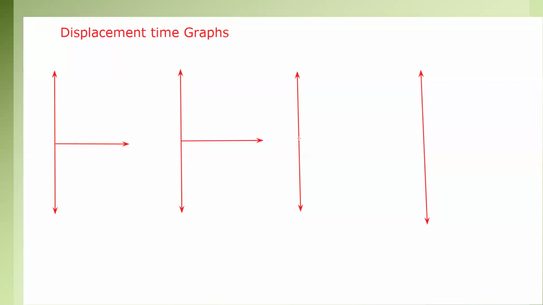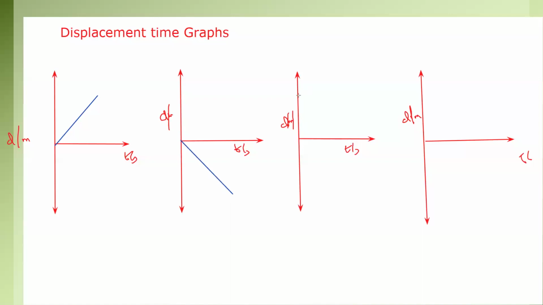On the x-axis, we have the time. On the y-axis, we have the displacement. So this is the displacement and time. Same thing, displacement in meter, time in second. Displacement in meter, time in second. And displacement in meter and time in second. The first one I drew in this manner. This was the first example, the second example, the third example, and the fourth example.